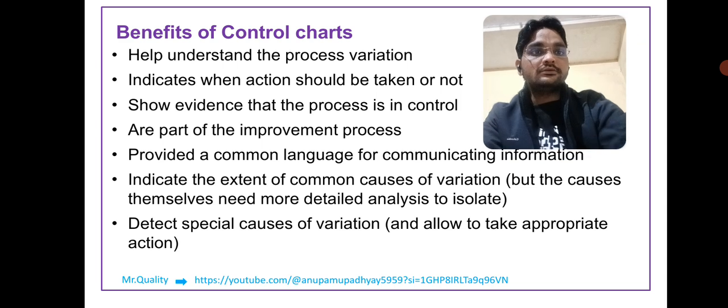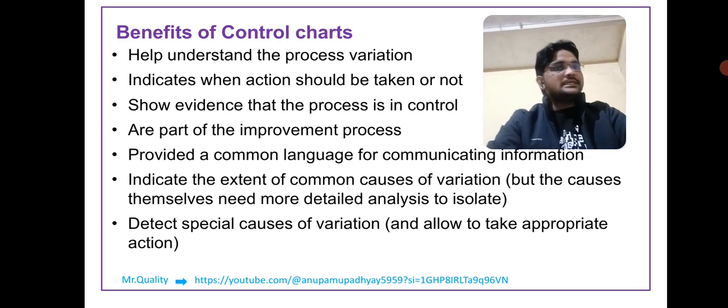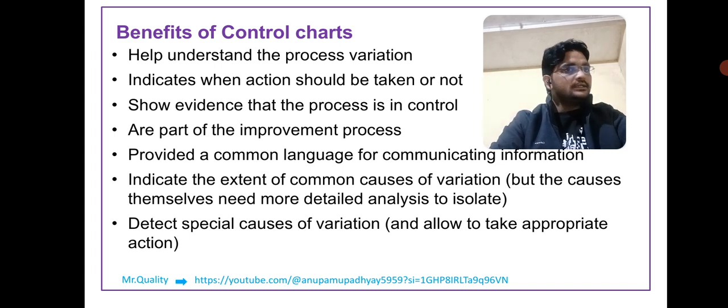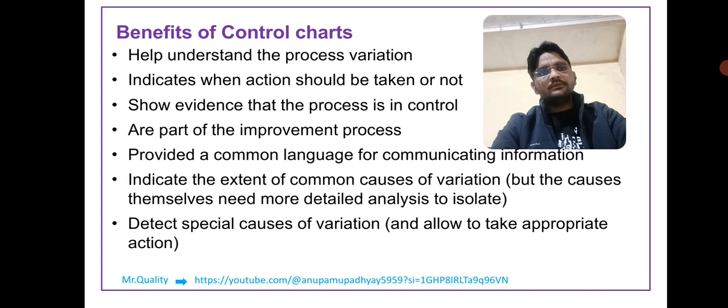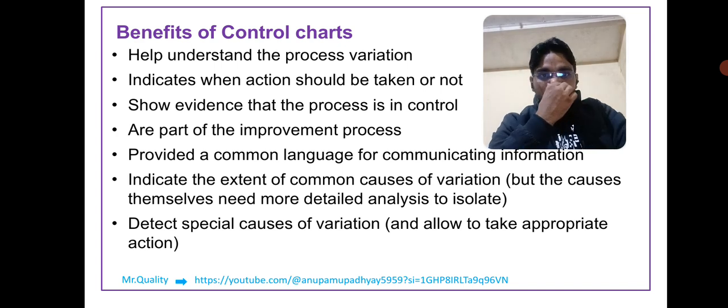Benefits of control charts. What are the benefits? First, they help understand the process variation. Second, they indicate when action should be taken or not. If any assignable cause is showing in the chart, we should remove it. And third, they show evidence that the process is in control or not.